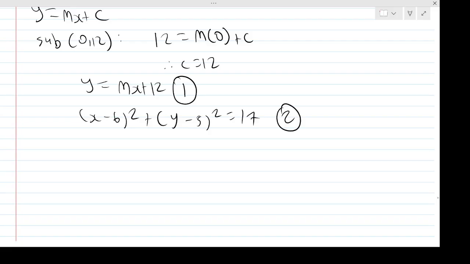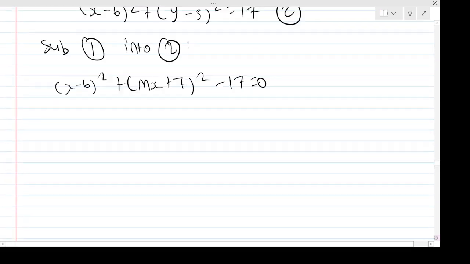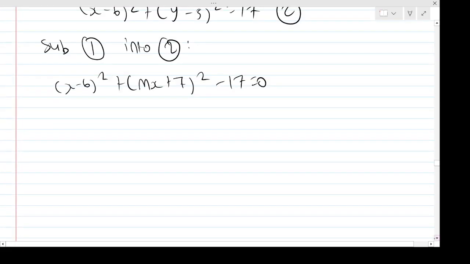So let's substitute the first equation into the second equation. y is mx plus 12, so then we have (x minus 6) all squared, add y, which would be mx plus 12, take away 5. Now we can simplify that down, that's just 7, okay? All squared, and then we can move the 17 so it equals 0, and then it's just another bog standard circle substitution question, which we looked at last time and earlier. So we expand the brackets to get x squared, then minus 6x minus 6x, minus 12x, minus 6 all squared is plus 36. Then we can expand this bracket.